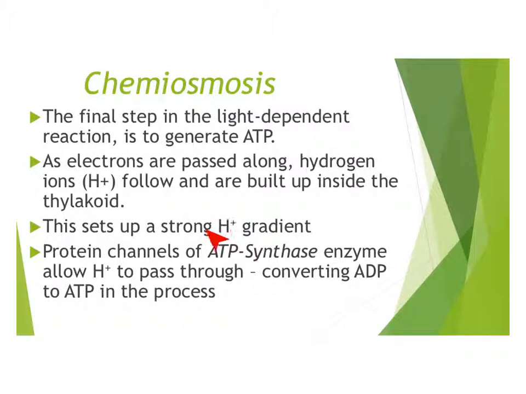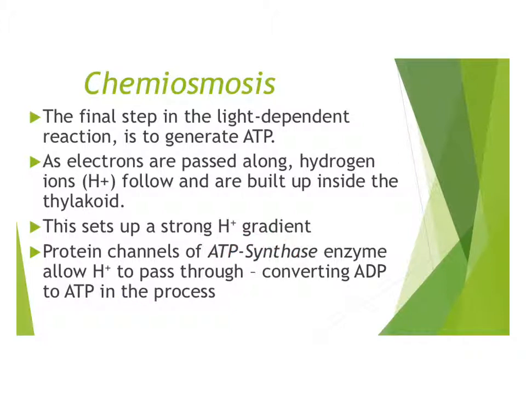We sometimes call these protons, by the way. It's a strong proton gradient. Then there is a specific protein channel that will allow the hydrogen ions through, and it's called ATP synthase. It's an enzyme, and it's also a pore. So the hydrogen ions can pass through only here at ATP synthase. When they pass through, they're going to catalyze a conversion of ADP to ATP in the process. So this ATP synthase is like a factory for making ATP. It's powered by the movement of these hydrogen ions.